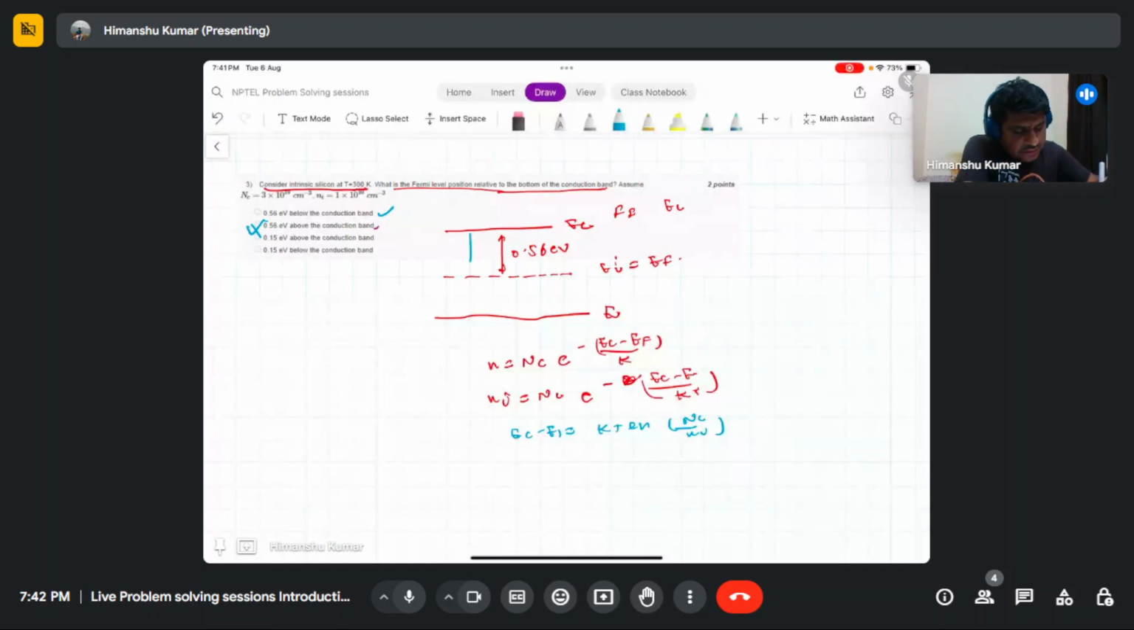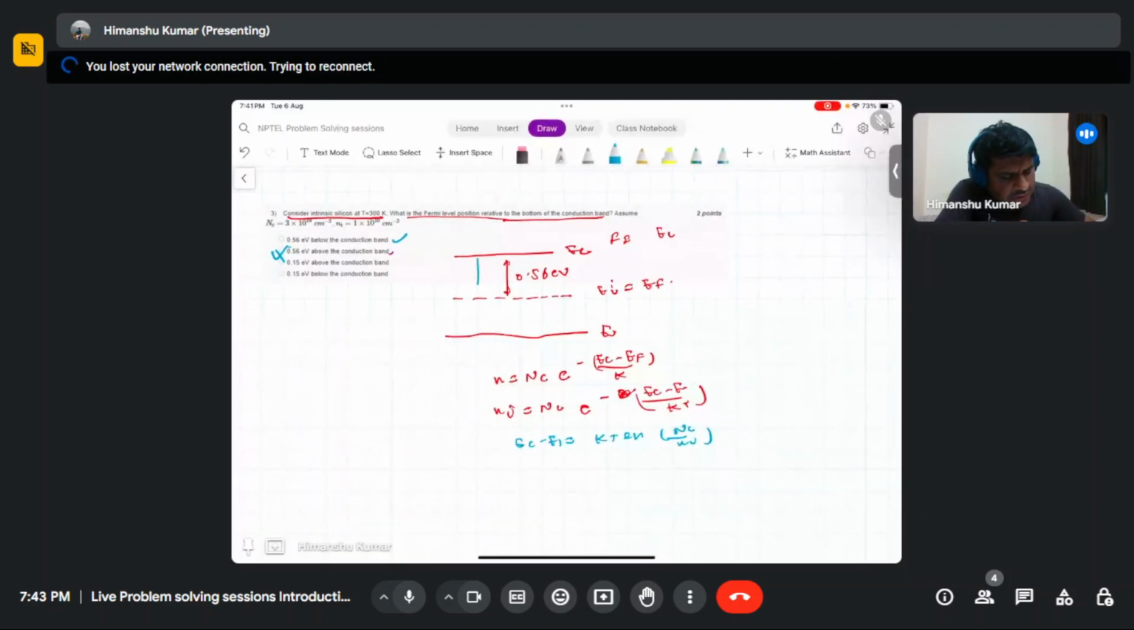So consider an N-type silicon at temperature 300 Kelvin. What is the Fermi level position with respect to the conduction band edge? Nc is given as this, Ni is given as this, Nd is given as 3 into 10 power 17. So we need to ask what is the Fermi level position. If you consider complete ionization, then you can consider n approximately equals Nd.